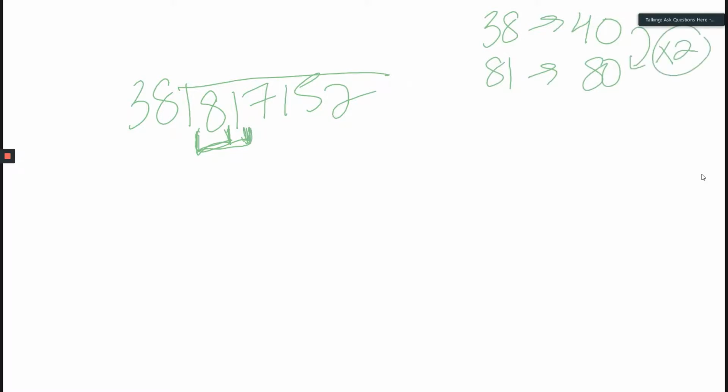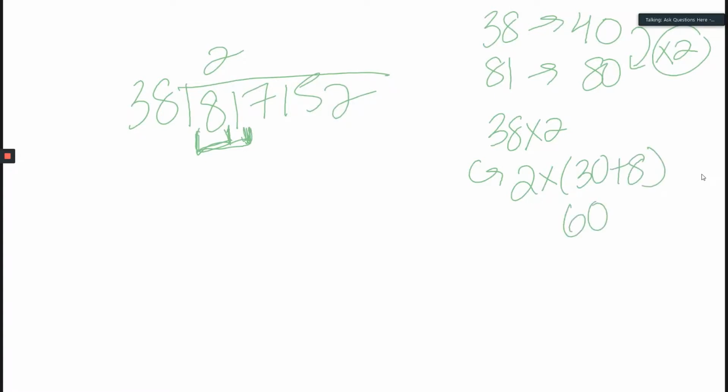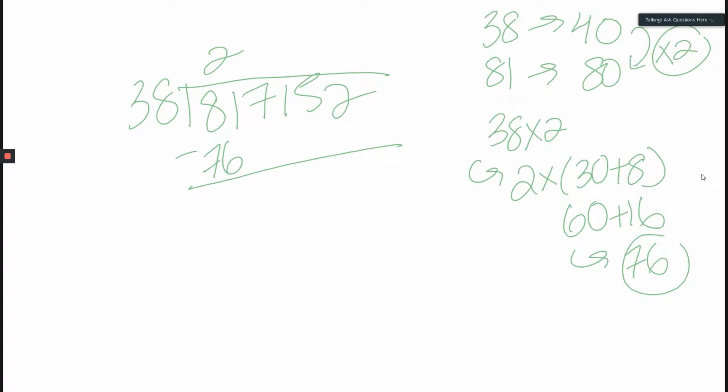So if we put a 2 here, then we realize that 38 times 2, well, it's the same thing as 2 times 30 plus 8. So that gets us 60 plus 16, so that gets us 76. So that's pretty close to our 81. So we don't have to worry about estimating it even farther. So we can just do 81 minus 76. So 81 minus 76 gets us 57.